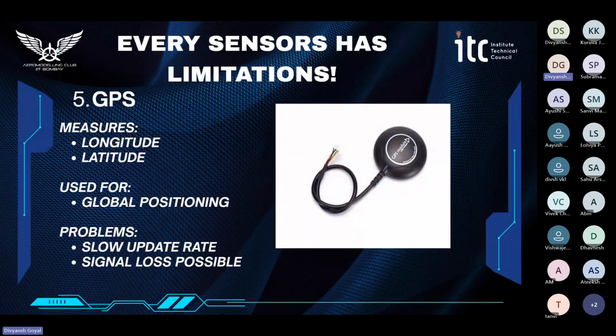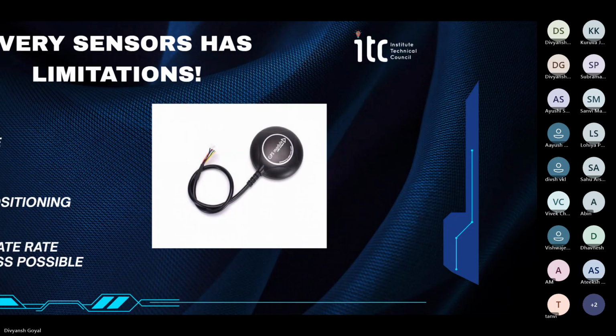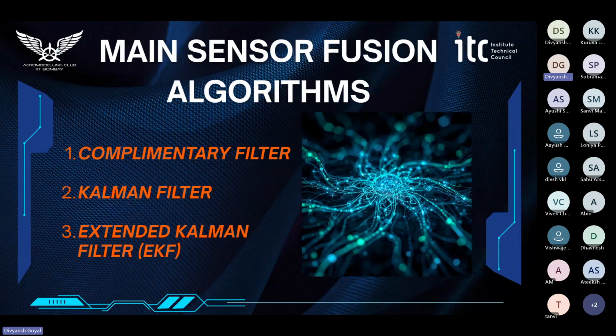Talking about GPS, which measures the position of our drone, the problem is slow update rate and signal loss. The major problem is the signal loss. So for resolving these problems, we have some sensor fusion algorithms, which we're going to talk about.